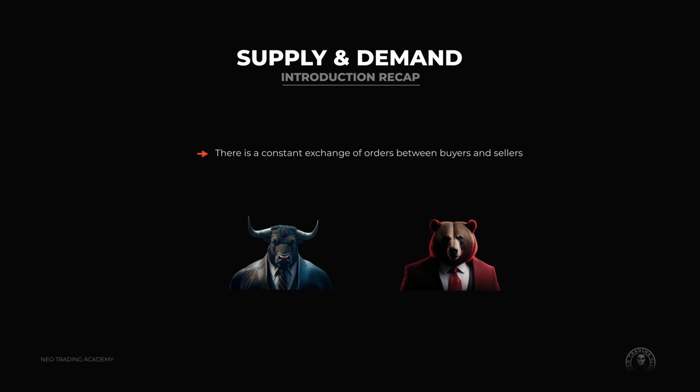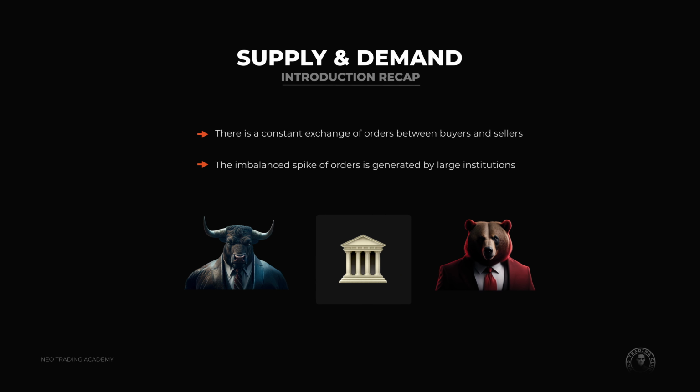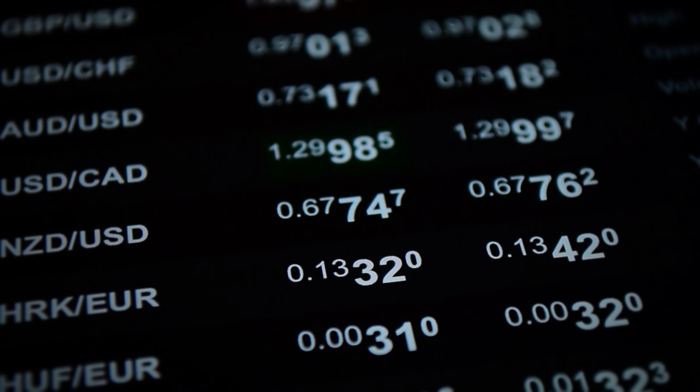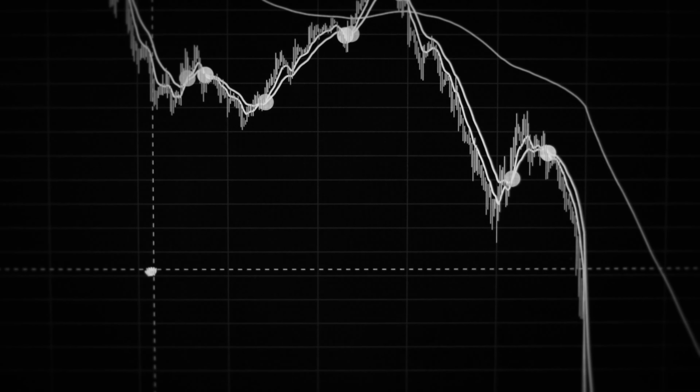Just to recap what I mentioned in the supply and demand overview section, which is really important to understand supply and demand mapping. First, there is a constant exchange of orders between buyers and sellers. The imbalanced spike of orders is generated by large institutions that use a combination of fundamental and technical algorithms to decide on the strength of a currency. Based on all of this information collected, orders are placed on the market which leave traces.